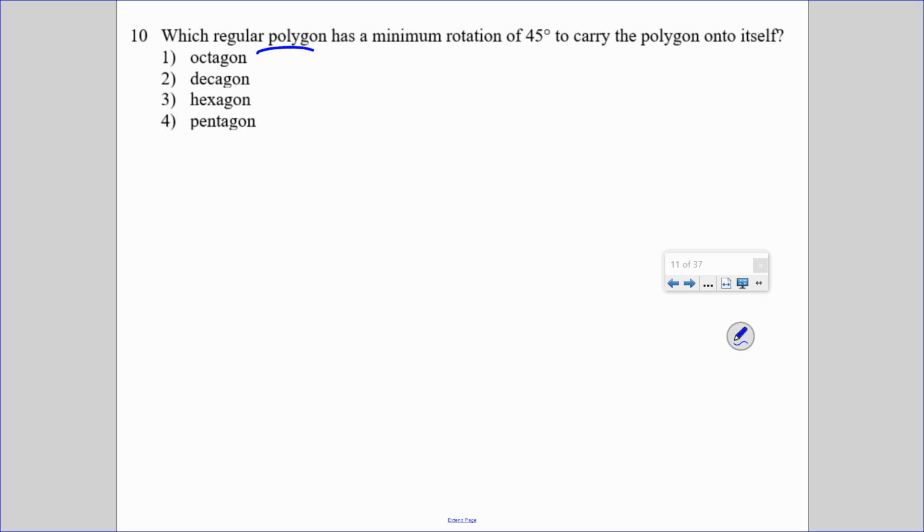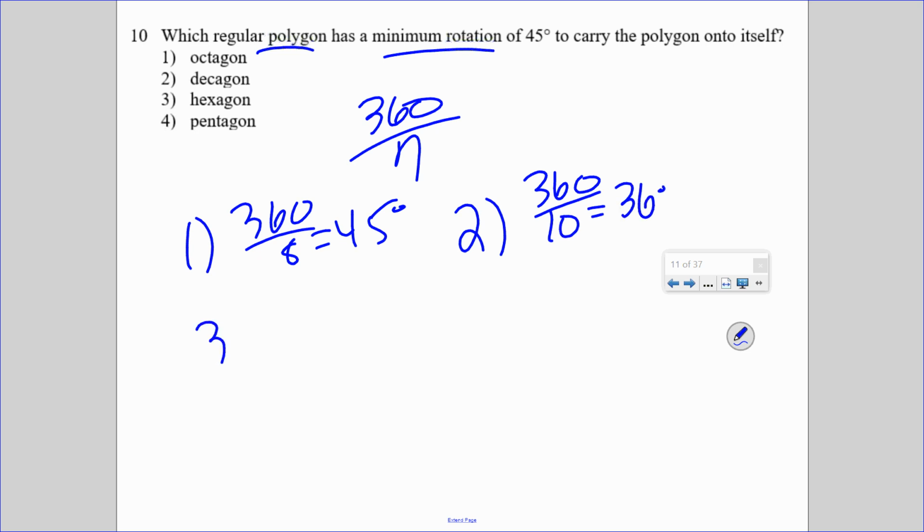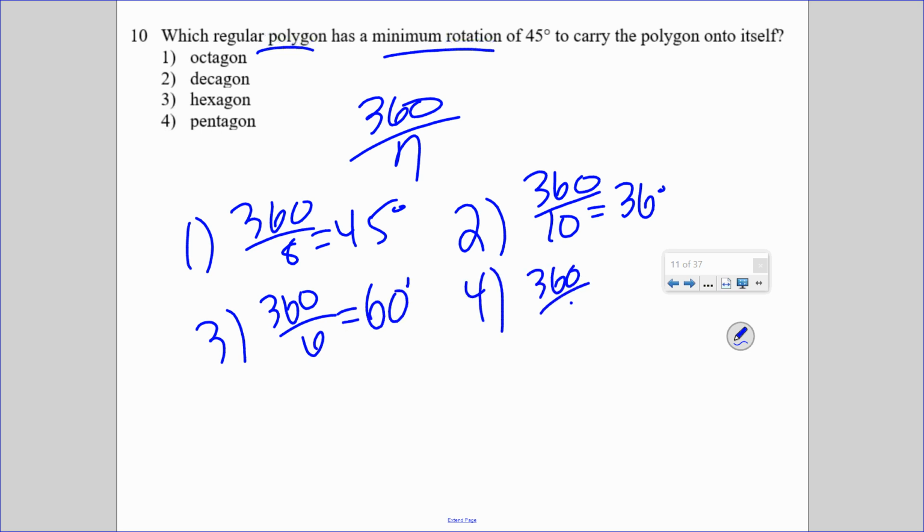For polygon rotational symmetry, you need to know it's 360 over n. So, choice 1, an octagon, is 360 divided by 8, which is 45. Choice 2, a decagon has 10 sides, so that's 36. Choice 3, a hexagon has 6 sides, so that's 60. And choice 4, a pentagon has 5 sides, so that's 72. Which one has a minimum rotation of 45? Choice 1.